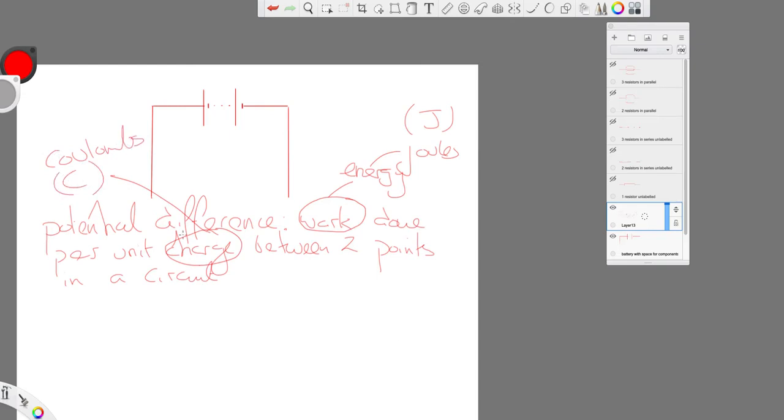So, potential difference, units, volts, symbol capital V. It's also joules per coulomb. So 1 volt means that 1 joule of work is done in moving 1 coulomb between 2 points in the circuit, say between here and here. If this was a 12 volt battery, then moving 1 coulomb from here to here would be 12 joules of work. So that's potential difference.